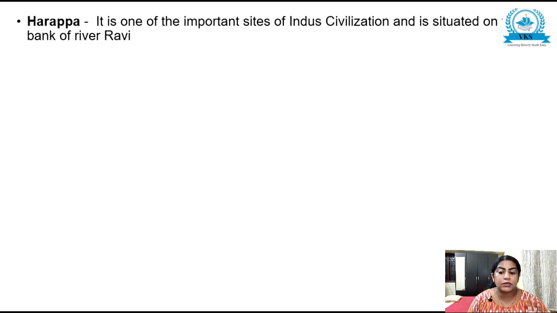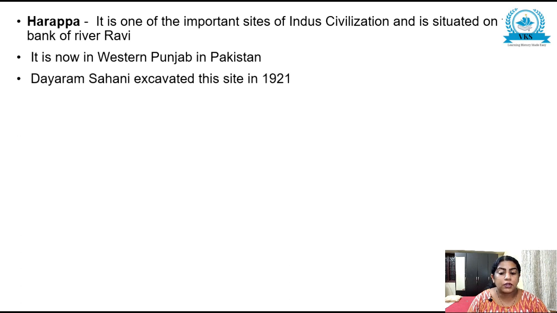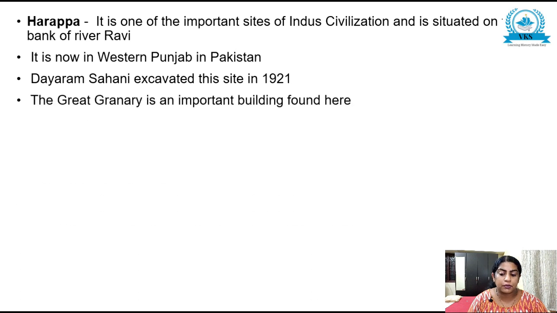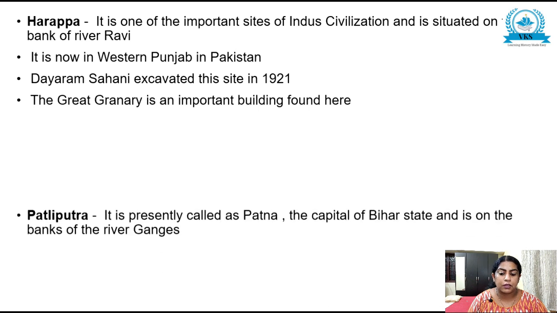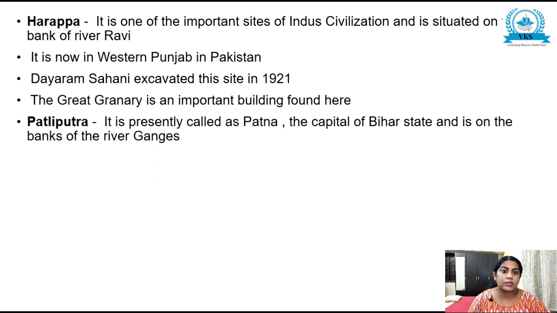The first place asked is Harappa. What should you write? It is one of the important sites of the Indus civilization and is situated on the banks of river Ravi. It is now in western Punjab in Pakistan, and Dayaram Sahani excavated this site in 1921. The Great Granary is an important building found here. These points you will have to write about Harappa as an explanatory note.